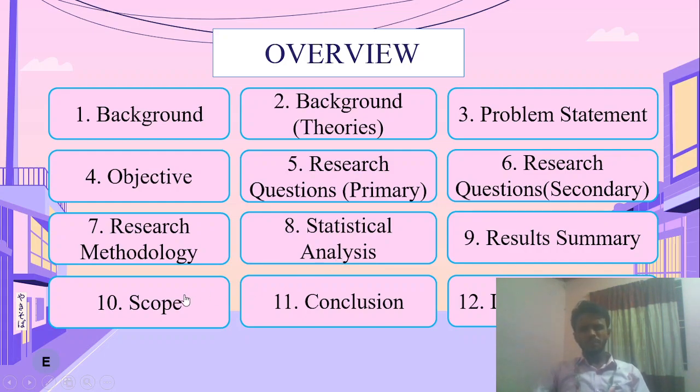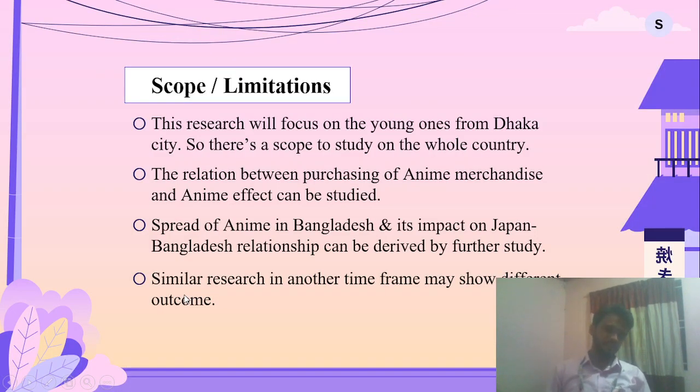Scope. So, what scope does it give me? Does this study focus on the young ones from Dhaka city, as we have discussed? Not necessarily. So, there's a scope to study the whole country, and vice versa. The relationship between purchases of anime merchandise and the anime can be studied to see how significant it is to do business in anime categories. The spread of anime and its impact on the Japan-Bangladesh relationship: Japan and Bangladesh share a very strong economic relationship, and it is important to study the role of Japanese anime in this. And similar research in another time frame may show a different outcome.